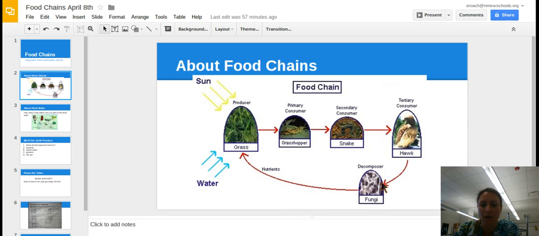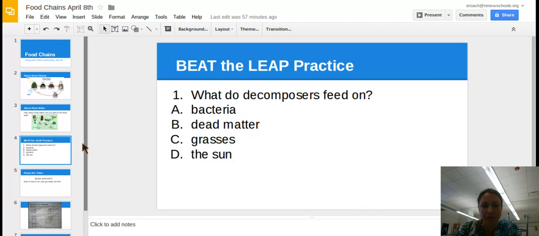So in our video, we already learned that decomposers get nutrients from all these plants or animals when they die. So when I circle decomposers, I'm probably going to write eats dead things. And now I read the answer choices. A, bacteria. I'm not sure if decomposers feed on bacteria, if that's dead or not, so I'm going to put a maybe. B, dead matter. There's that dead word. That sounds good to me, but I know I have to read all answer choices, so I'm going to put a maybe there too.